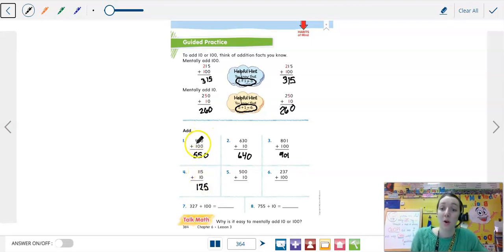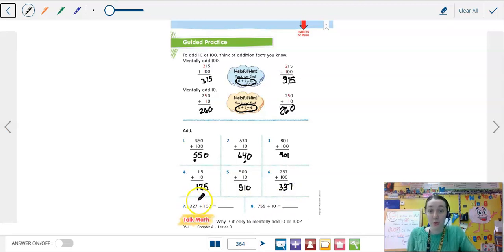So notice that when I'm adding 100, only the hundreds place is changing. When I'm adding 10, only the tens place is changing. Now this is only because they're ending in zeros. You're mentally adding these, and it's like skip counting. It's not always going to be just those numbers that are changing, but for today, it is. So 500 plus 10 is going to be 510. 237 plus 100 is going to be 337. 327 plus 100 is going to be 427, so just that hundreds place is changing. 755 plus 10 is going to be 765.